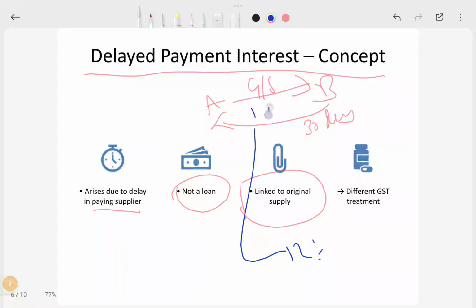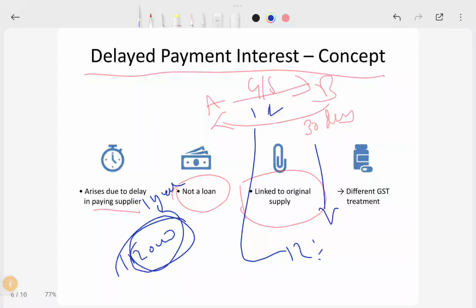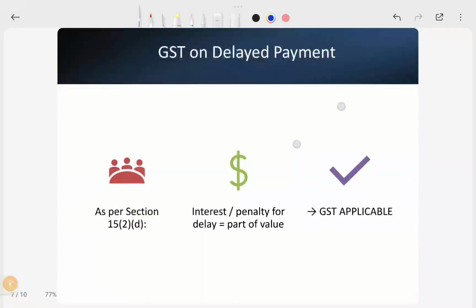So suppose this is 1 lakh. If he exceeds the payment period, he has to pay 1 lakh 12,000, the interest for 1 year if he pays in 1 year. So this 12,000 interest is not a loan, it is part of the main supply. So what are the conditions here? Generally it is taxable. I will explain why. GST and delayed payment: he has to pay within 30 days, but he has paid in 1 year.